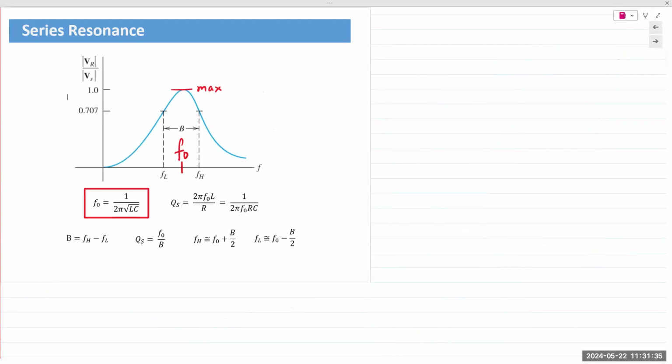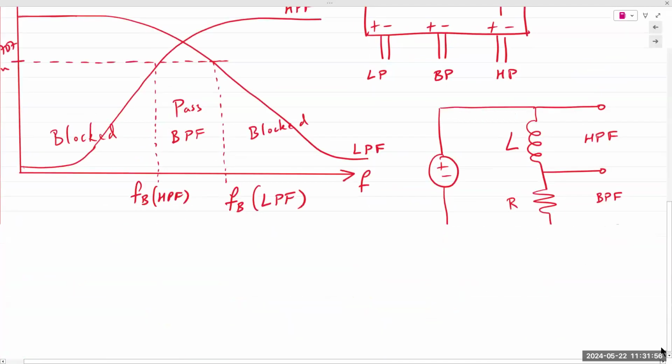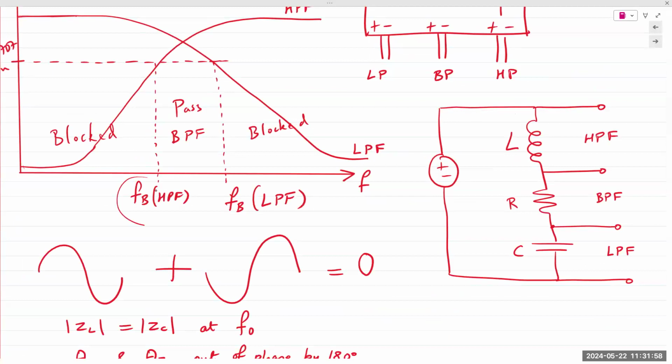Okay. Any other questions? Here, I pointed out that the first frequency on the left, the lower, okay, sorry, go ahead.